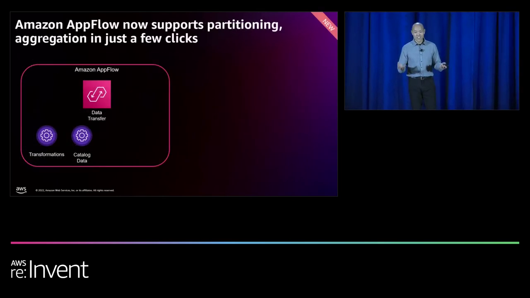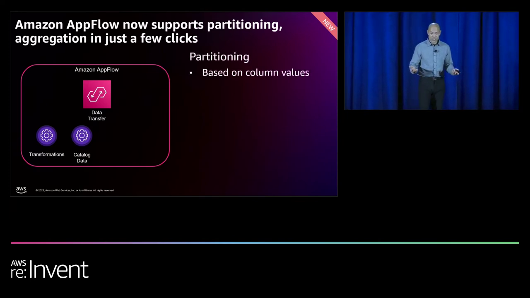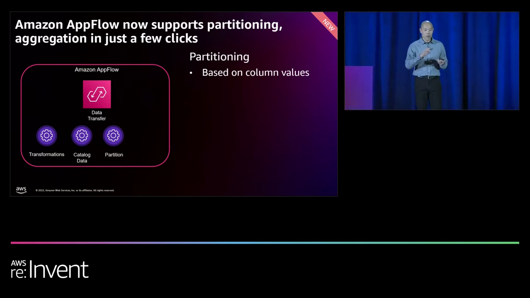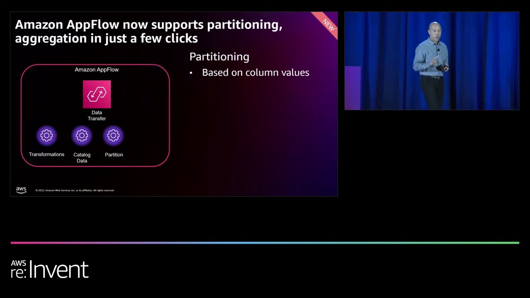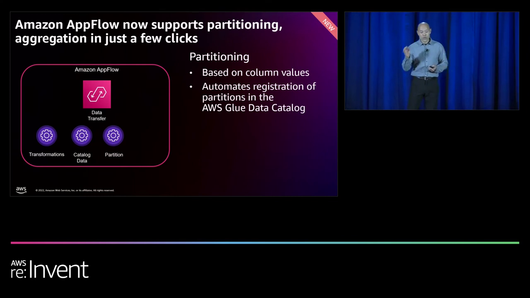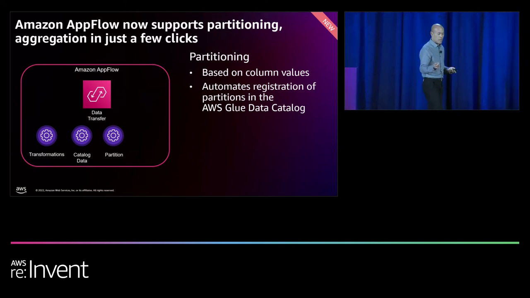So I'm happy to announce that Amazon AppFlow now supports partitioning based on column values. We can support up to 10 partition keys, and it's all done through the console or through the API. It's simple, and we'll walk through the demonstration. We know the source object schema, we make it available to you, you just choose it in a dropdown, and you can select your partition keys that way, up to 10 levels deep in this current release. We also automate the registration of partitions in the AWS Glue Data Catalog on your behalf.